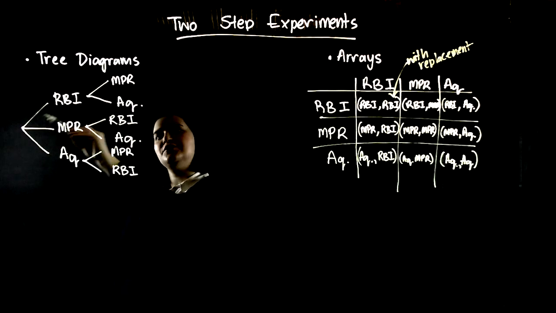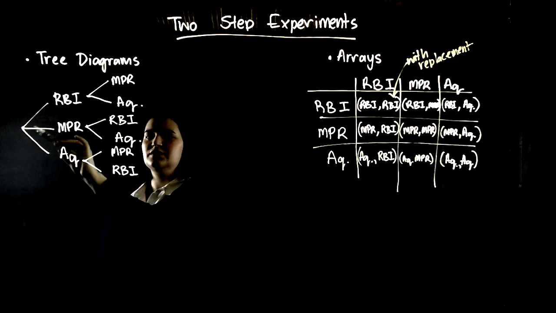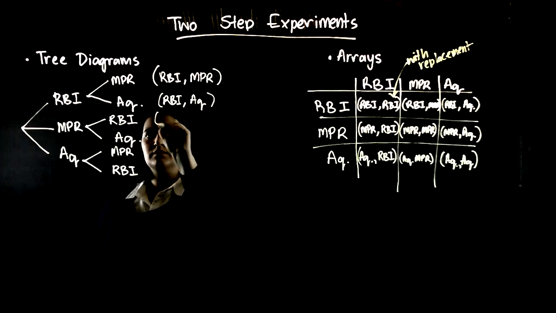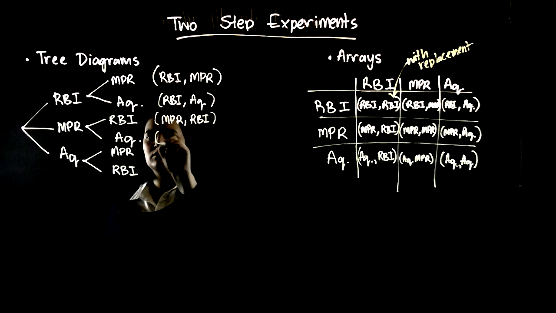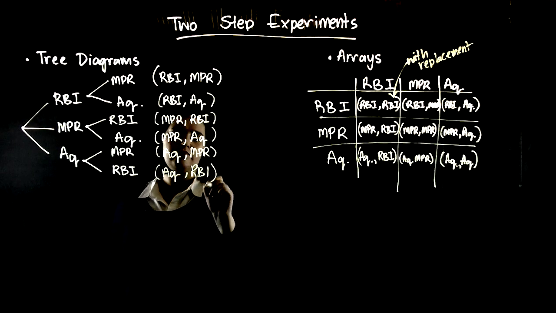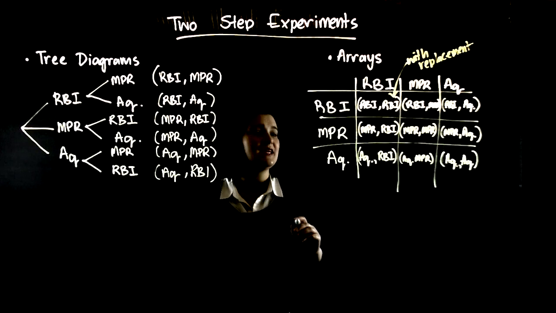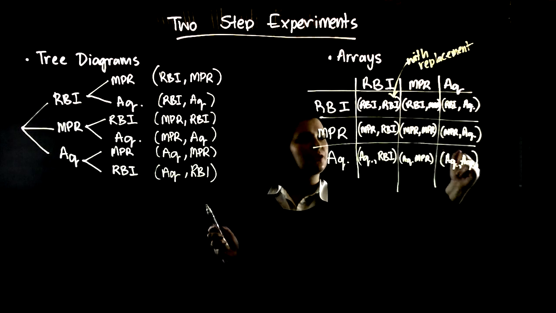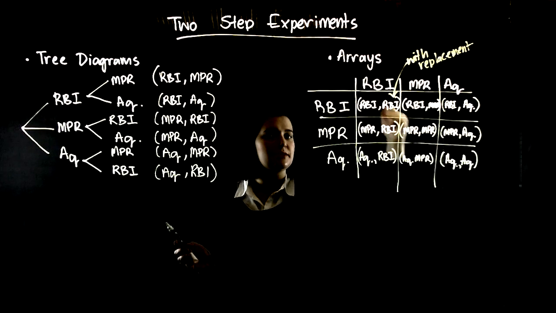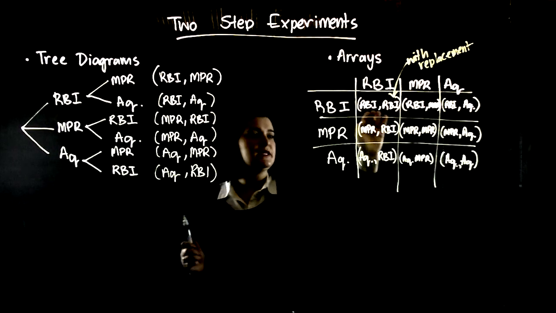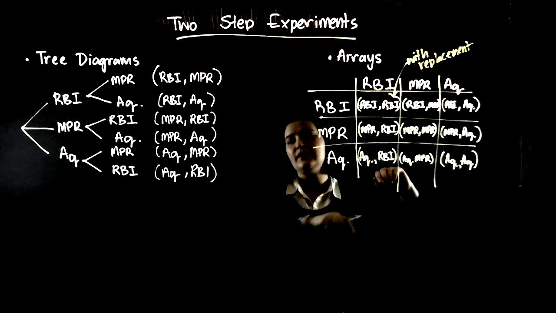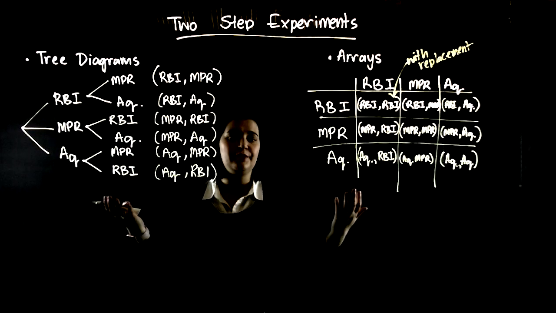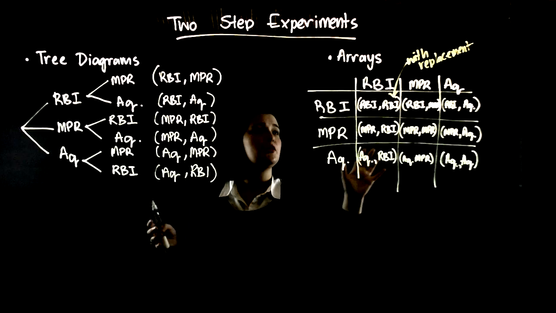So if you follow each one of these little branches, you'll find that there are 6 outcomes. And if you look closely, they're the same 6 outcomes as in our array if we excluded the 3 outcomes that included replacement. Alright, so if we didn't include these 3, there are 6 there, and they're the same 6 as here. So you can represent a 2-step experiment pretty easily in both a tree diagram or an array.